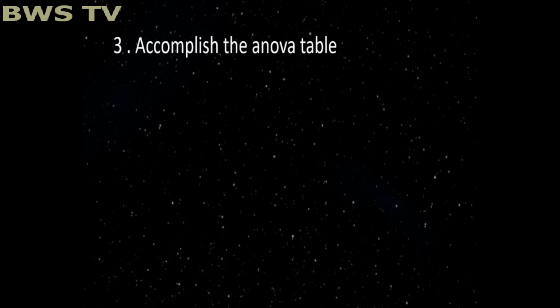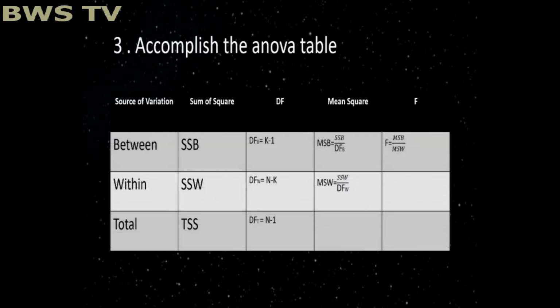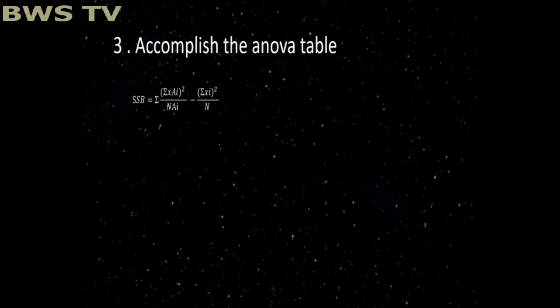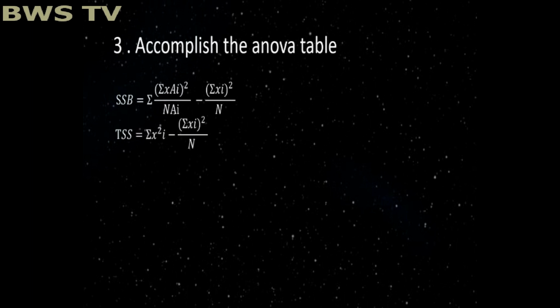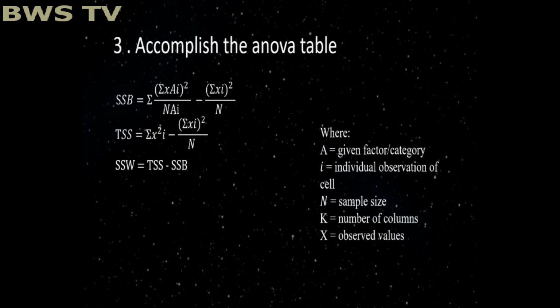The third step is to accomplish the ANOVA table. This is the ANOVA table, where we have source of variation, sum of squares, df, mean of squares, and the F. These are the formulas under the sum of squares, where A is the given factor or the category, I is the individual observations of the cell, N is the sample size, K is the number of columns, and X are the observed values.